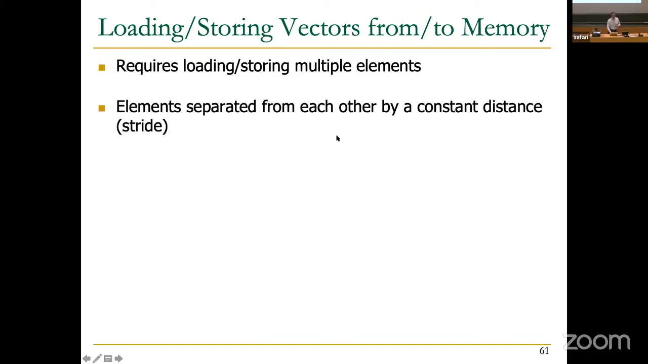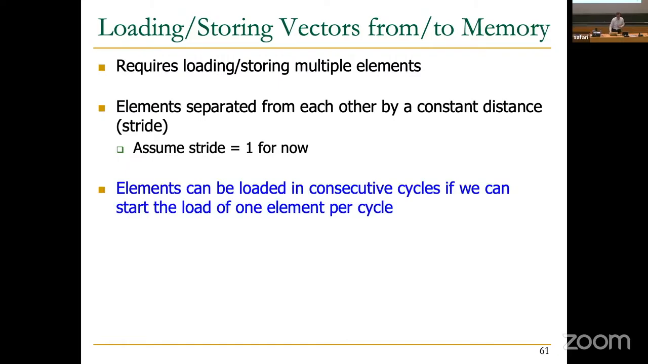So elements are separated from each other by a constant distance. We're going to assume this initially. This is called a stride. If this is not true, it's going to become a bit harder, as we will see. We're going to assume a stride of 1 for now, for simplicity. Later, I'm going to generalize this.